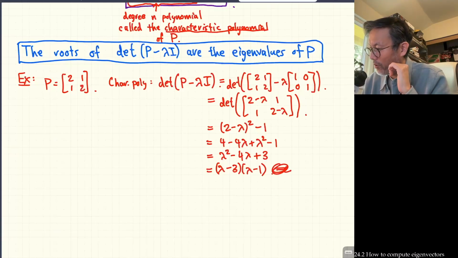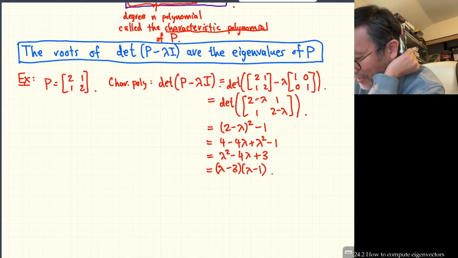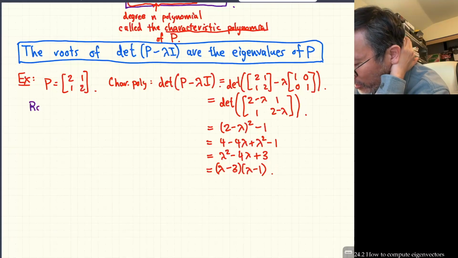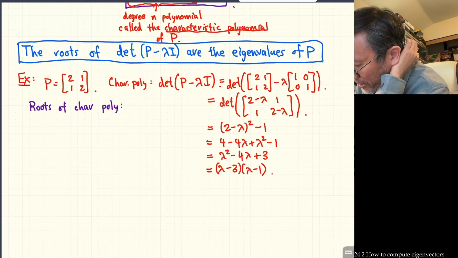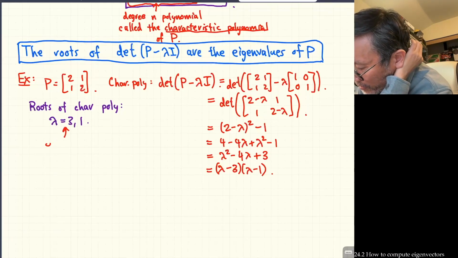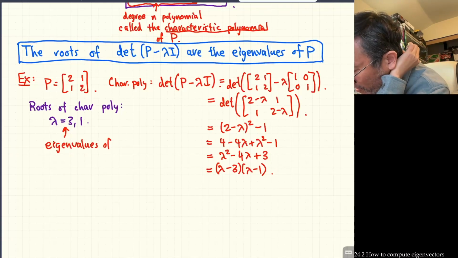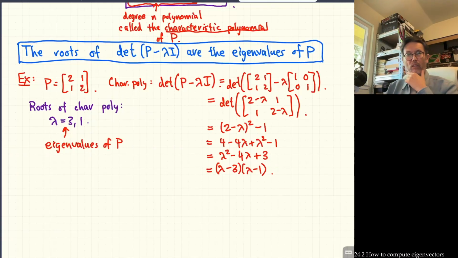So the roots of the characteristic polynomial, when I set this thing equal to 0, are given by lambda equal to 3 and lambda equal to 1. These are my eigenvalues of P.